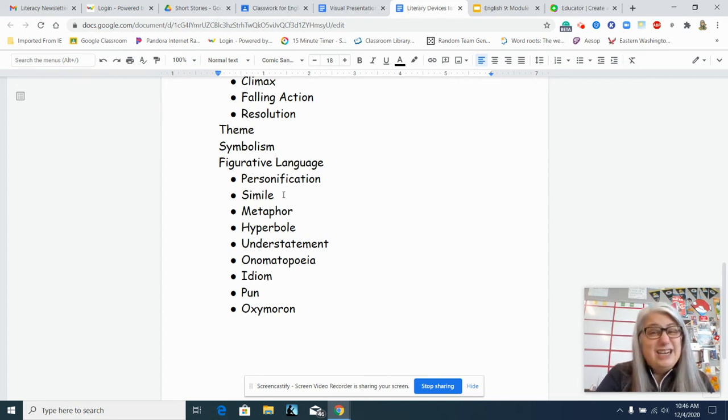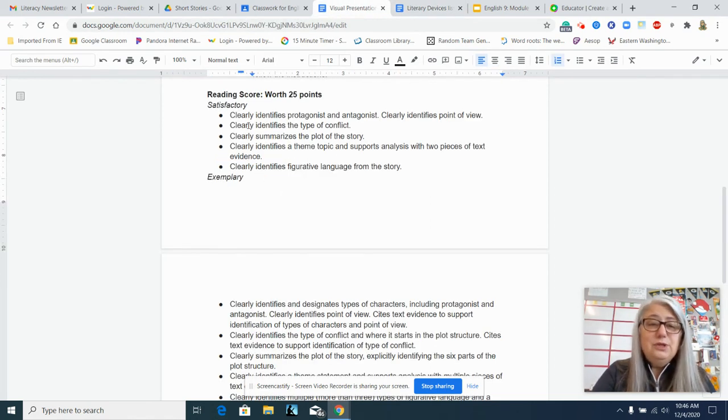Now, I will say not every story is going to have all of these either. So you can't always find them all. So that's why you really got to be paying attention. You got to really make sure those notes you take are looking for those things. So if you do that, that is satisfactory. That would earn you a 20 out of 25 points. That's what I expect a 9th grader to do at this point.